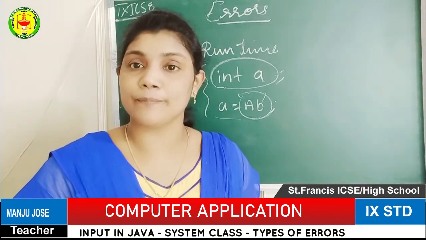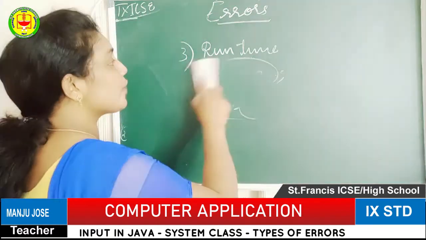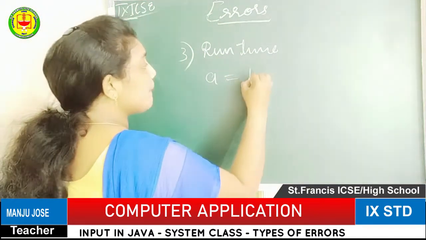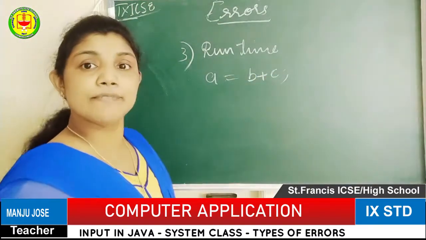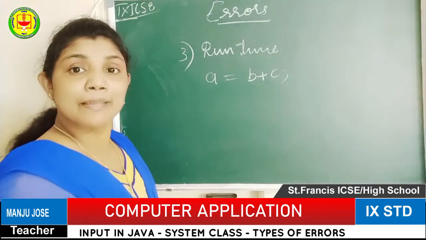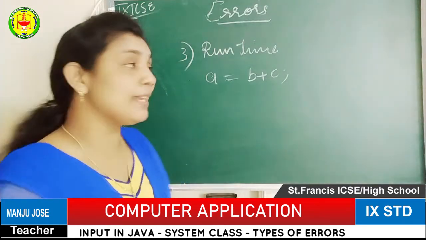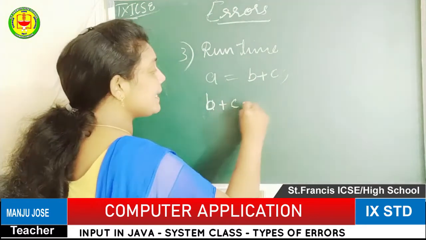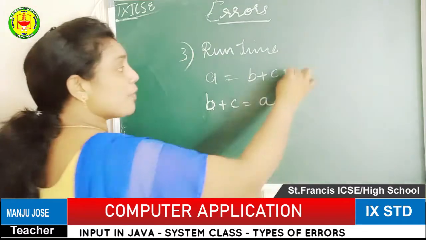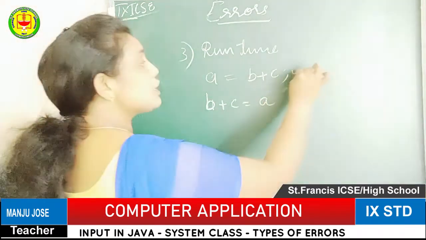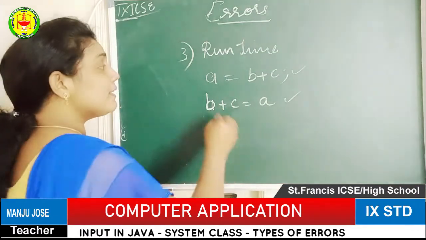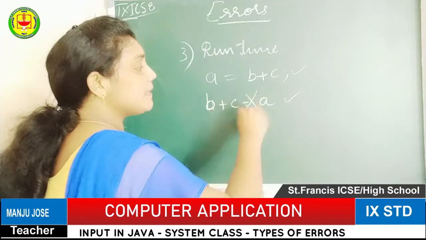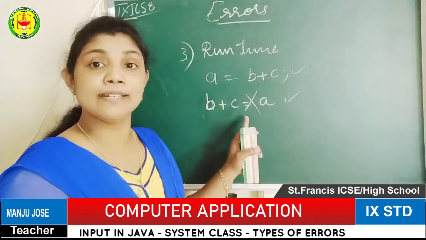And some kind of expressions will be there. For example, what do you mean by expression? Here, a equal to b plus c. When we use mathematics, in normal mathematics, manually, we can also consider b plus c equal to a. According to manual processing, both will be correct. But while writing a Java program, the second statement is wrong. It is not a statement, it is an expression.